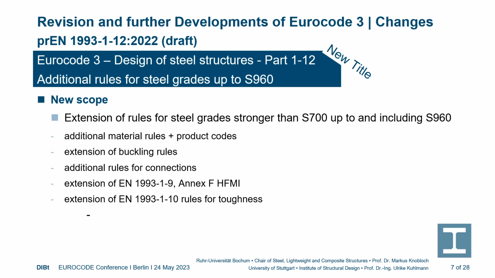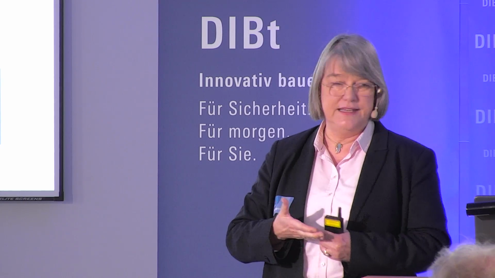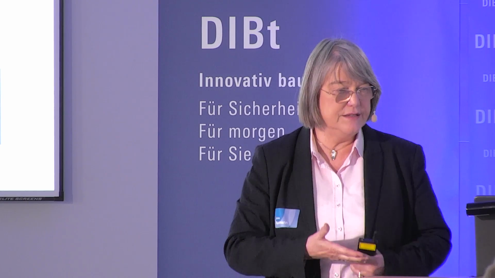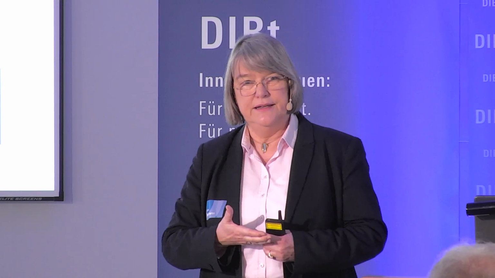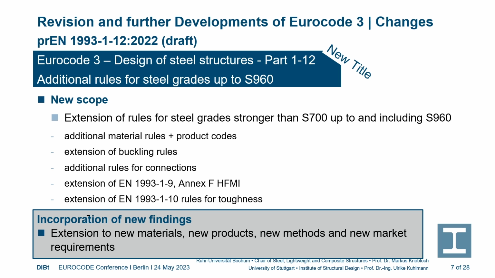However, before we dissolve Part 1.12, we decided to have a new Part 1.12, now covering the very high steel strengths up to S960. In fact, I must admit, it's a draft, it's not yet finalized completely. So for example, there is a need for the extension of buckling rules, and there is a need for additional rules for connections. However, I think this idea is fully in line with the mandate that we want to open the gate for new findings, such as for example, new materials.